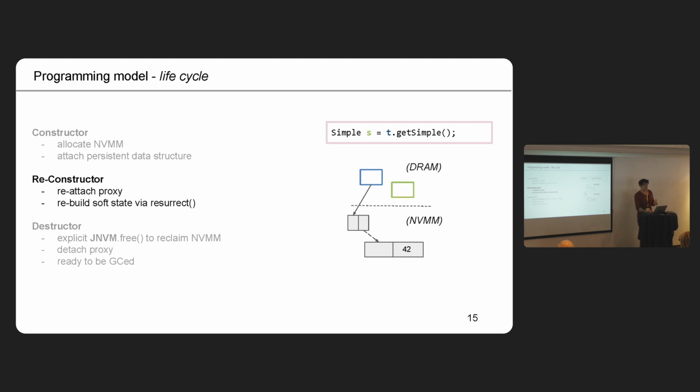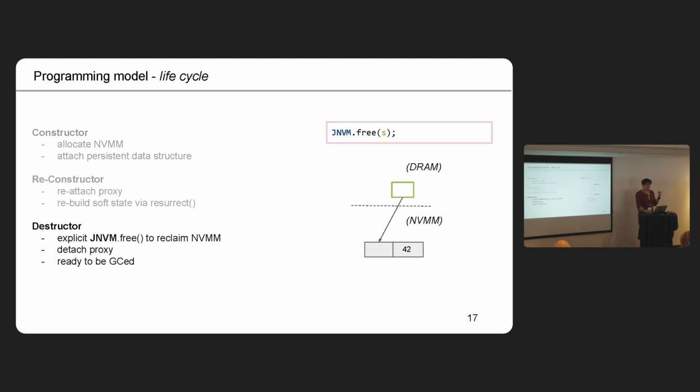So here, for instance, we are attaching the Simple proxy accessible through s to the non-volatile persistent fields that are available in NVMM. Okay, and this data was already accessible through the blue object.